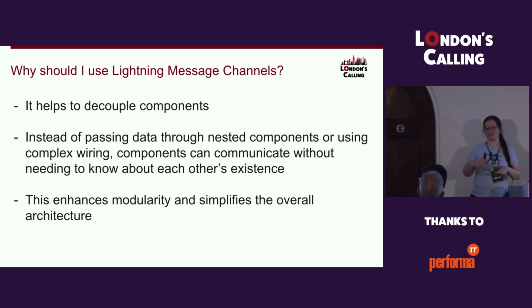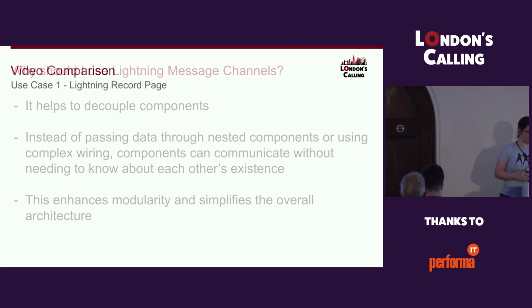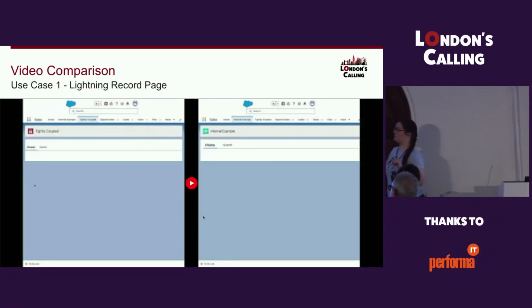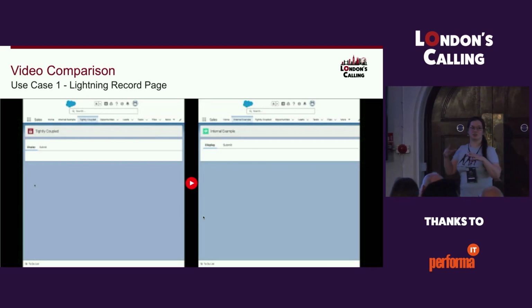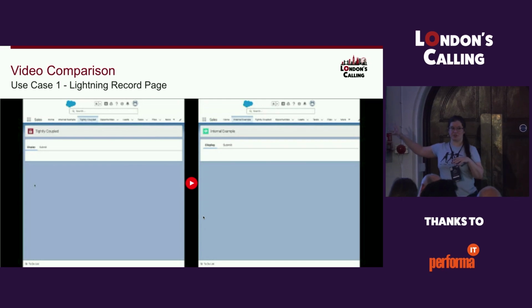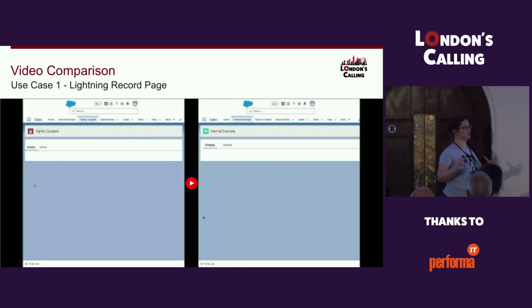That all sounds great. It's a bit wordy though, so I've got 2 use cases I'm going to show you. They're very simplified versions of use cases, but hopefully they will drive home the point I'm making. So the first one, I've got a little video. Before I start playing the video, just to prepare you for what you're going to see, we've got 2 Lightning pages. On the left-hand side, it's a page that's got completely nested components. And on the right-hand side, we're using Lightning message channel. But they provide the same piece of functionality.